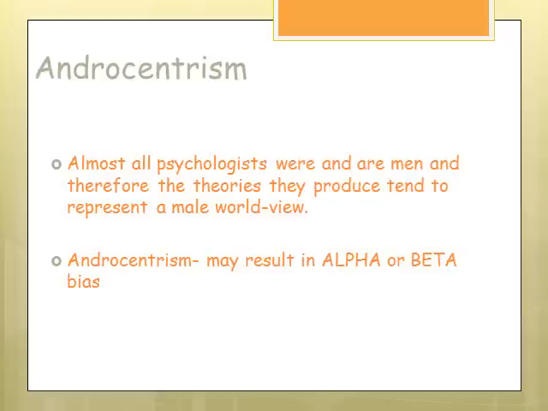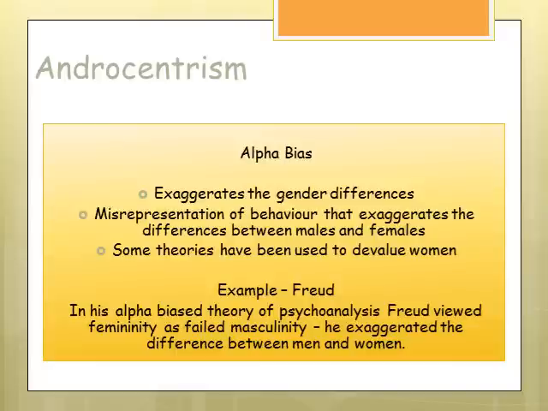Androcentrism. So you need to be aware of this key word. Androcentrism is when theories tend to represent a male view of the world or worldview, and this is a result of psychologists being predominantly male. It can result in both alpha or beta bias. So alpha bias is when gender differences are exaggerated, and this leads to a misrepresentation of behaviour that exaggerates the differences between males and females.